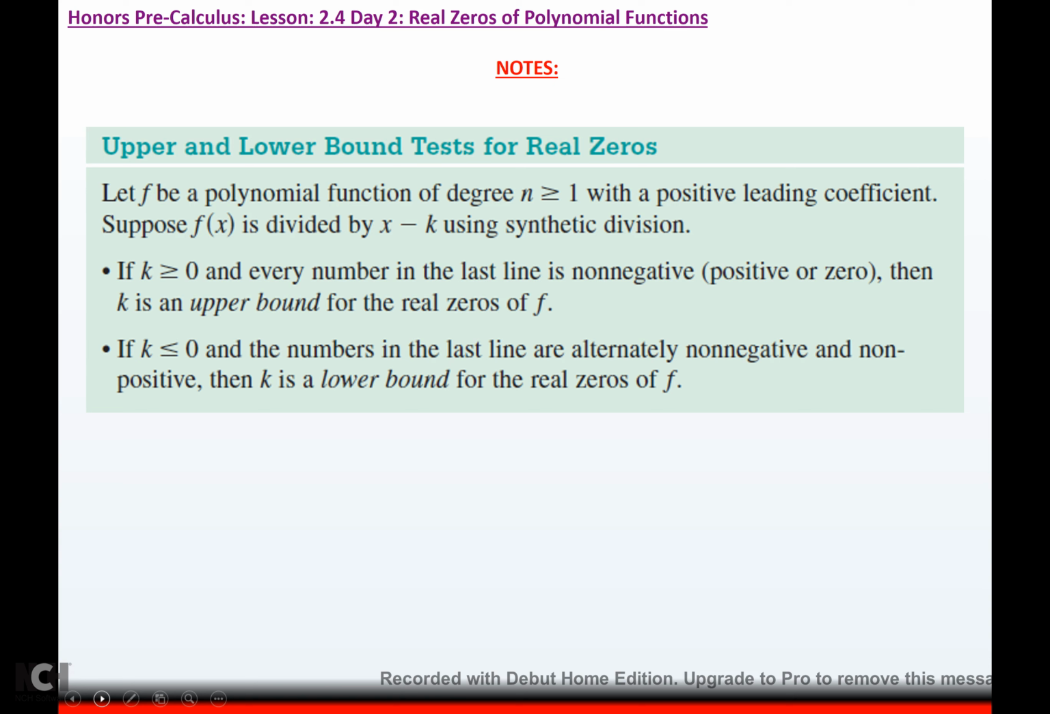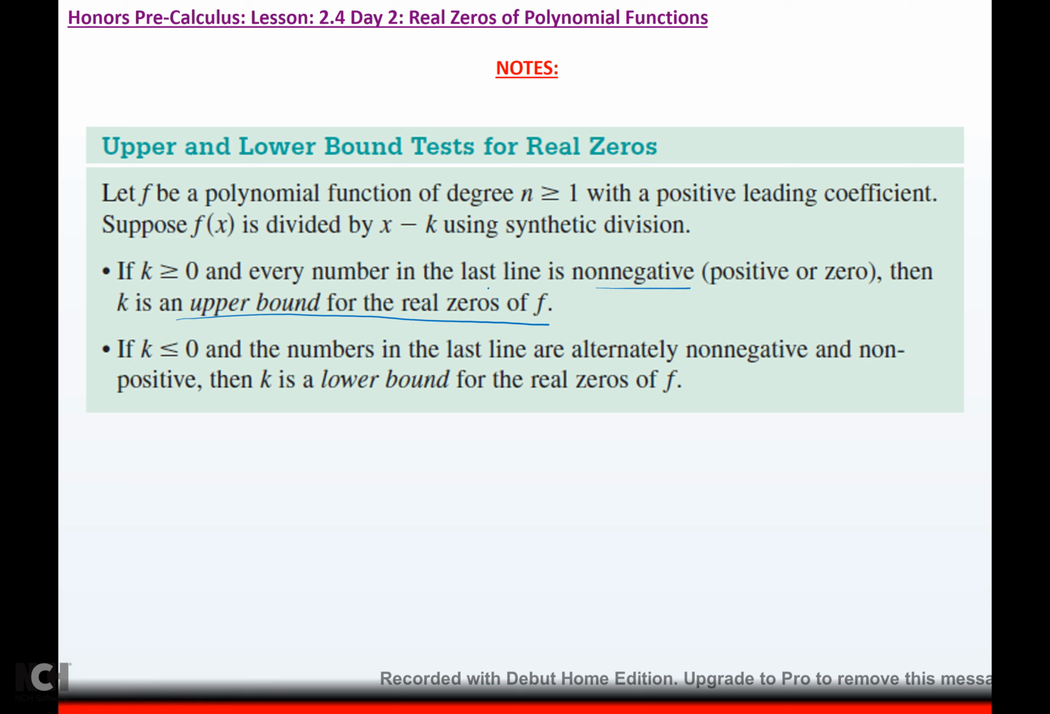Alright, upper and lower bound tests for real zeros. It says let f be a polynomial function of degree n greater than 1 with a positive leading coefficient. Suppose f of x is divided by x minus k using synthetic division. If k is greater than or equal to 0 and every number in the last line is non-negative, positive or 0, then k is an upper bound for real zeros of f.